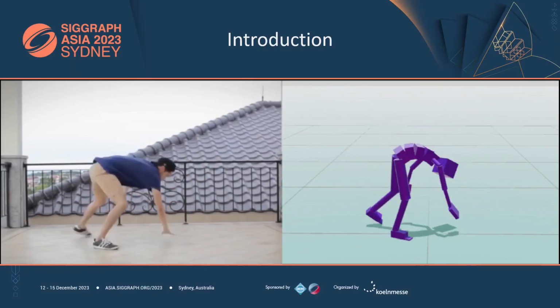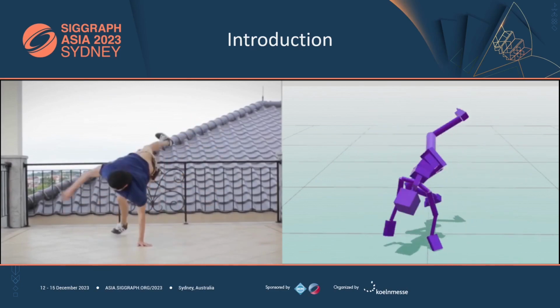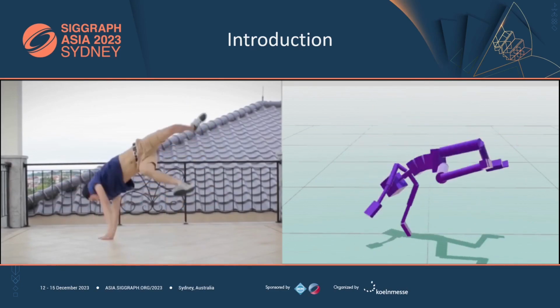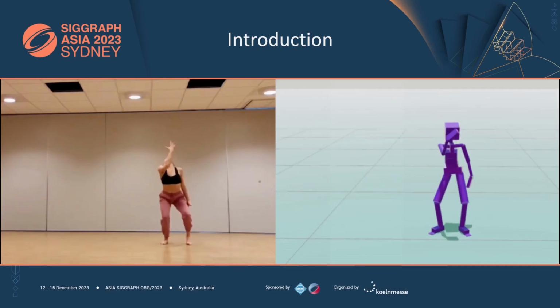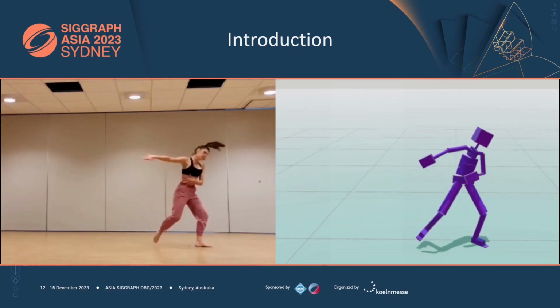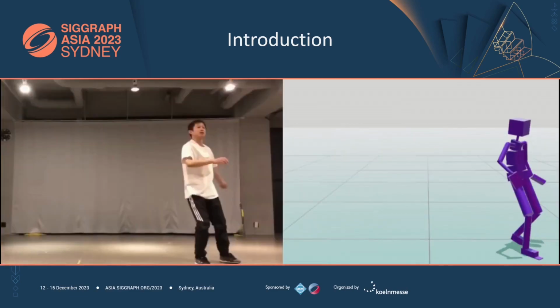Motion reconstruction from monocular videos is a challenging problem because of self-occlusion, unknown camera parameters, and real-scale uncertainty. Previous results often show artifacts such as foot sliding, jittering, and body floating due to the lack of physical reasoning.